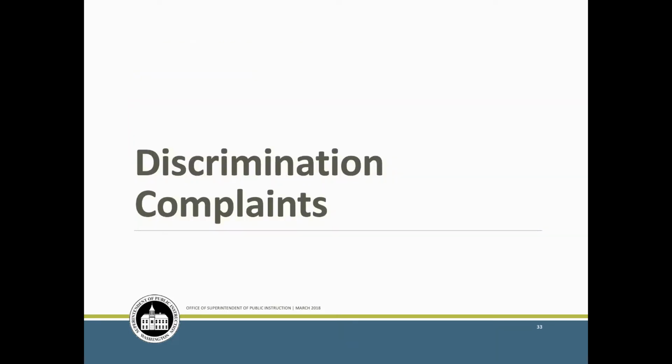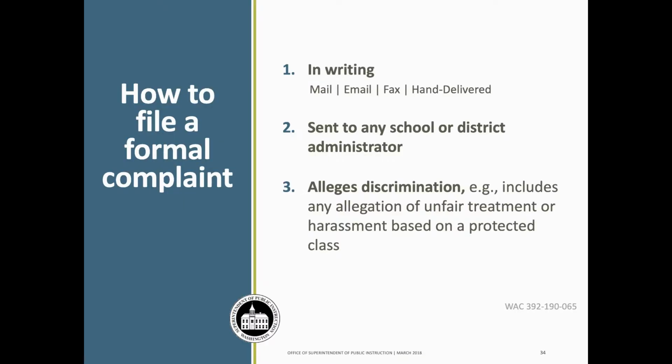The final topic we will cover in this presentation is discrimination complaints. What does a discrimination complaint look like? It can be anything in writing, including by mail, email, fax, or hand-delivered. It can be sent to any school or district administrator, and it is anything that alleges discrimination or describes something that would be a violation of non-discrimination laws, rules, or guidelines. This includes any allegation of unfair treatment or harassment based on protected class. Anyone can file a complaint, including students, parents, employees, advocates, and community members. A note, a formal complaint does not need to include the word complaint. It must simply be in writing.